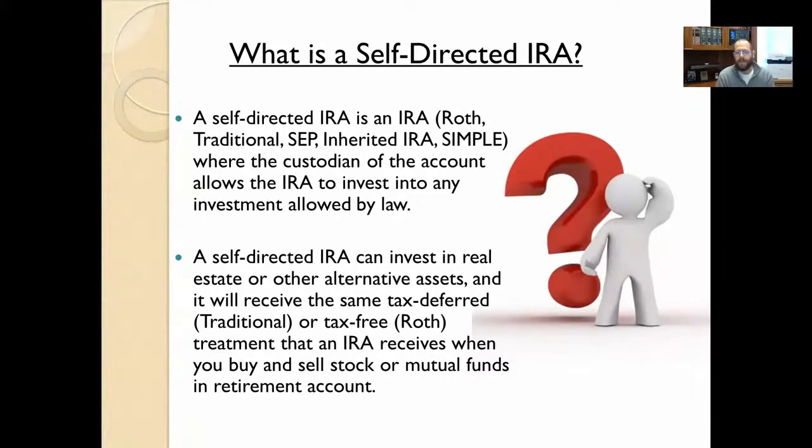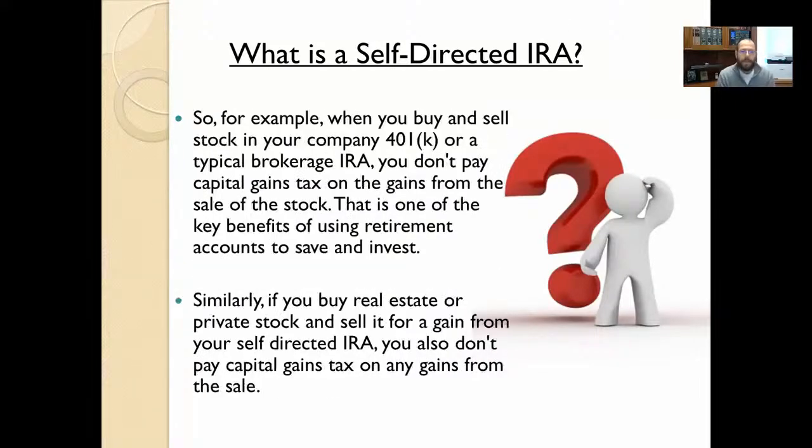A self-directed IRA can invest in real estate or other alternative assets, and it will receive the same tax-deferred treatment in a traditional setting, or tax-free in a Roth setting, that an IRA receives when you buy or sell stock or mutual funds in retirement accounts. Additionally, when you buy and sell stock in your company 401k or typical brokerage IRA, you don't pay the capital gain tax on the gains from the sale of the stock. That is one of the key benefits of using retirement accounts to save and invest. Similarly, if you buy real estate or private stock and sell it for a gain from your self-directed IRA, you also do not pay capital gain tax on any gains from the sale, again because we're in a closed universe of a tax-deferred traditional or tax-free Roth environment.